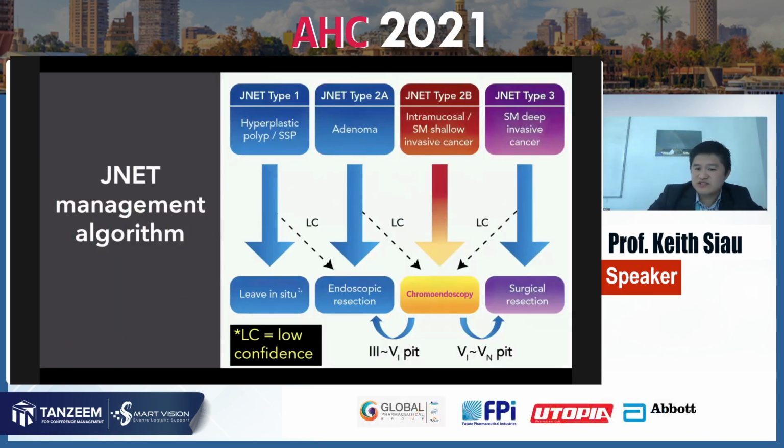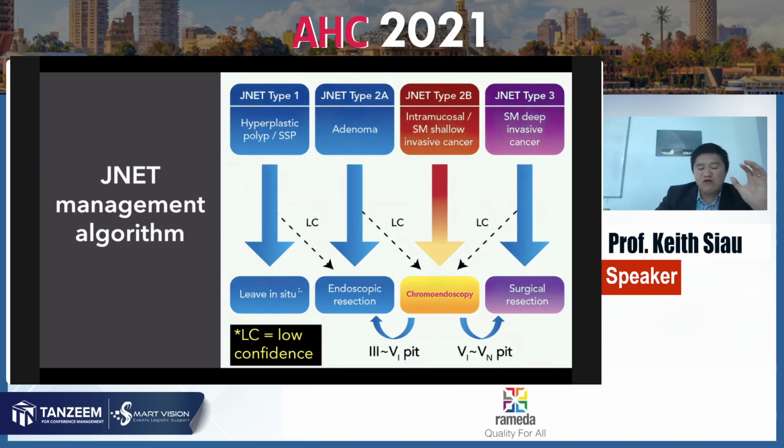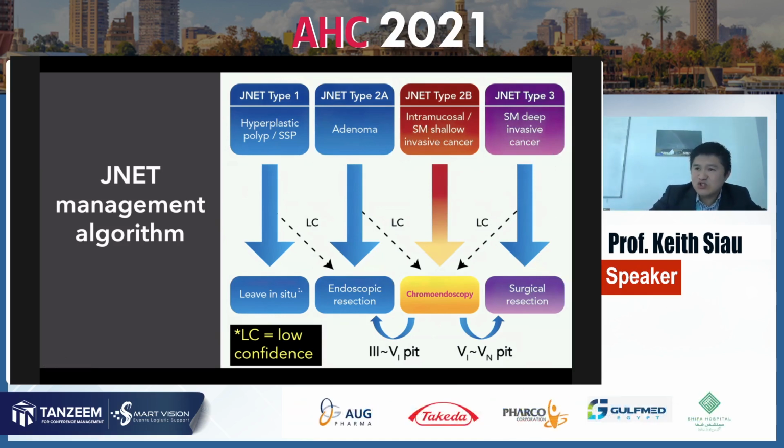And why do we do this? Because it affects management. And to a degree, not everyone will be 100% confident with what they see on the screen. And this is a nice algorithm here that incorporates what you think you see and how confident you are in interpreting the image to decide what to do next. So if you think that you are seeing a deeply invasive cancer that's a JNET 3, you would send it for resection. You would send it to a multidisciplinary meeting and resection. But if you're not so sure, then you can put a bit of dye spray chromoendoscopy and look at it more. So this is how it's helpful.